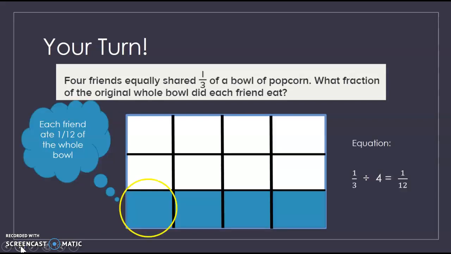Some other ones we can look at. If you had 4 friends equally share 1/3 of a bowl of popcorn, what fraction of the original whole bowl did each friend eat? So in this example, I've shaded in 1/3 horizontally, and then vertically I shared it with 4 friends. So each friend is going to get 1 portion out of the 12 portions if the whole bowl was full. The bowl was not full, but if it was. Or you're getting 1/4 of the 1/3 that was left. So you're going to get 1/12. So 1/3 split evenly by 4 friends is 1/12.